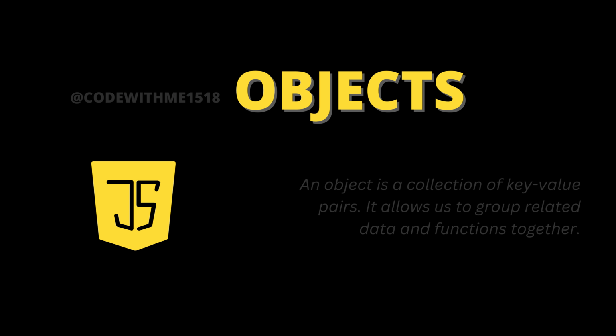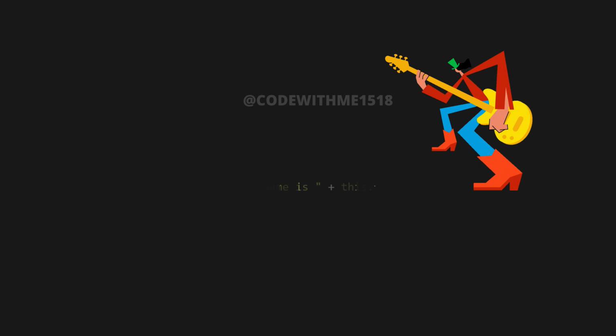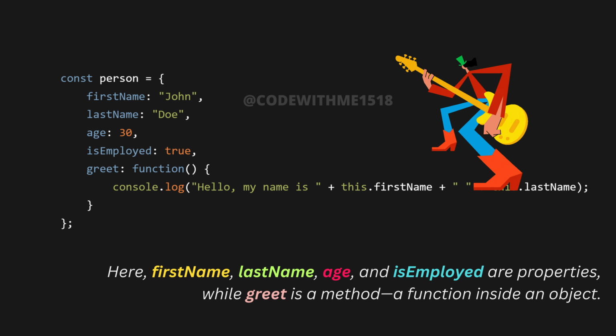In JavaScript, an object is a collection of key-value pairs. It allows us to group related data and functions together. Let's create an object representing a person. const person = { firstName: John, lastName: Doe, age: 30, isEmployed: true, greet: function, console.log, hello, my name is this.firstName, this.lastName }. Here, firstName, lastName, age, and isEmployed are properties, while greet is a method, a function inside an object.